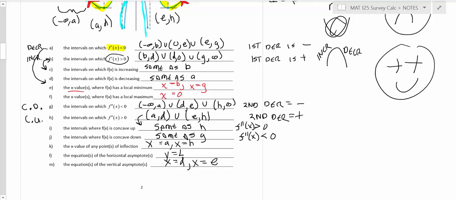So see, that problem is an overview of all the things we've learned about graphs, okay, with concavity and mins, maxes, increase, decrease, points of inflection, everything.